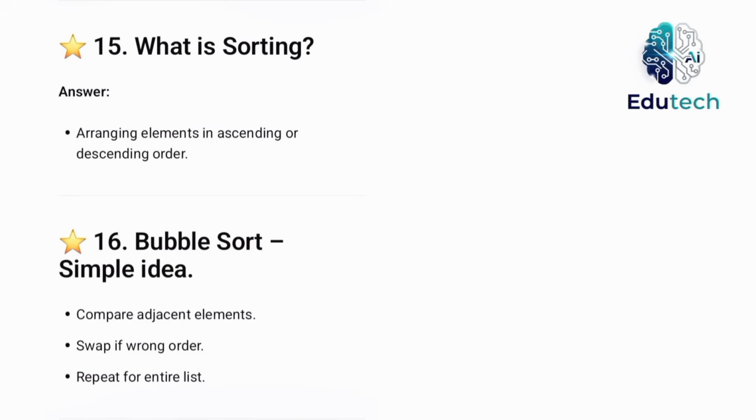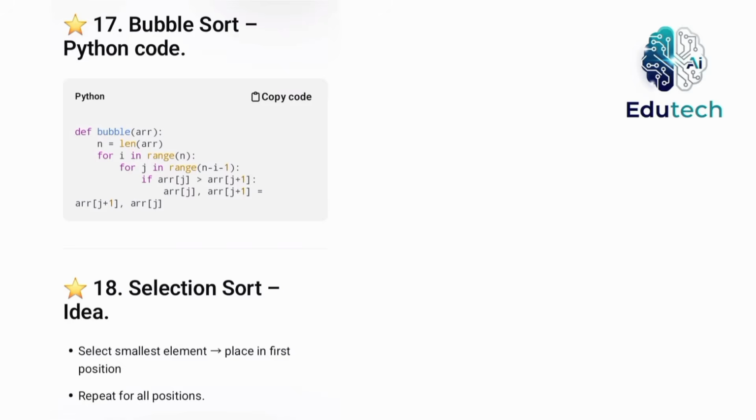What is sorting? Arranging elements in ascending or descending order. Bubble sort: compare adjacent elements, swap if in wrong order, repeat for the entire list. Bubble sort Python code. def bubble(arr): n = len(arr). for i in range(n): for j in range(n-i-1): if arr[j] > arr[j+1]: arr[j], arr[j+1] = arr[j+1], arr[j].